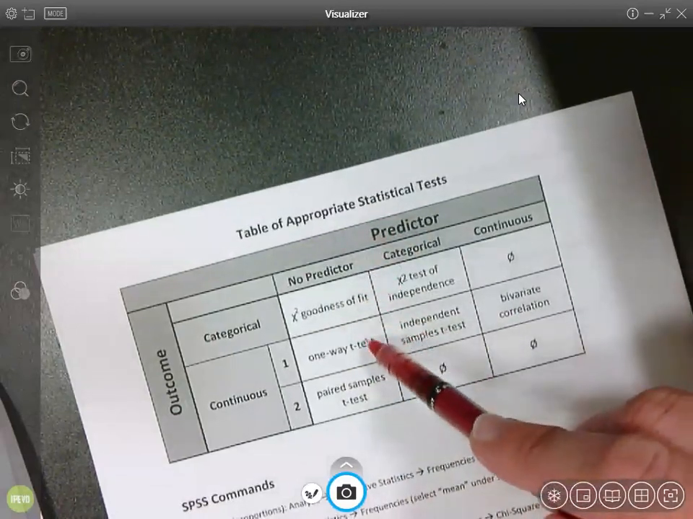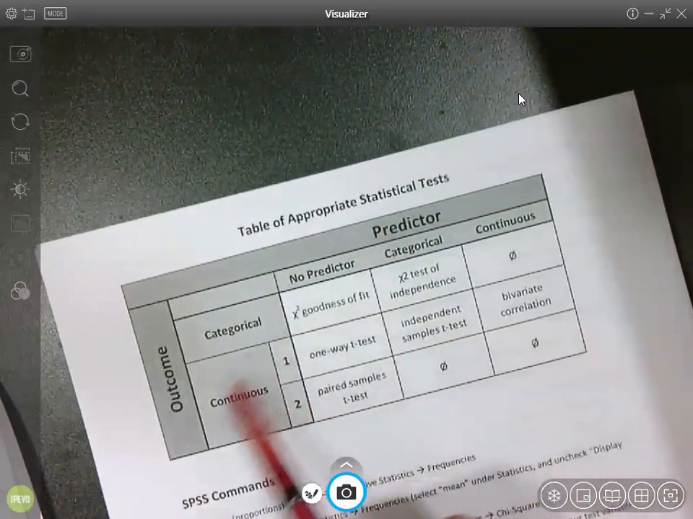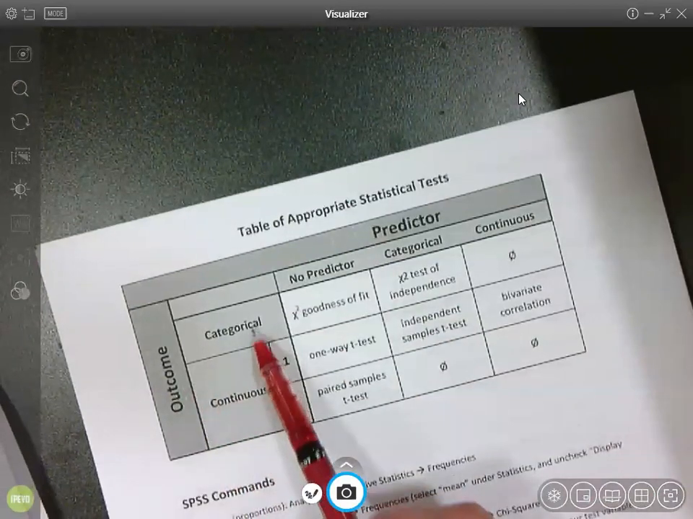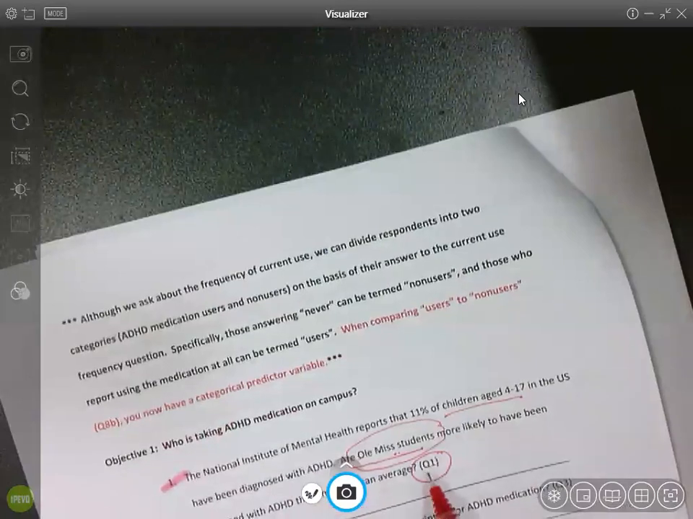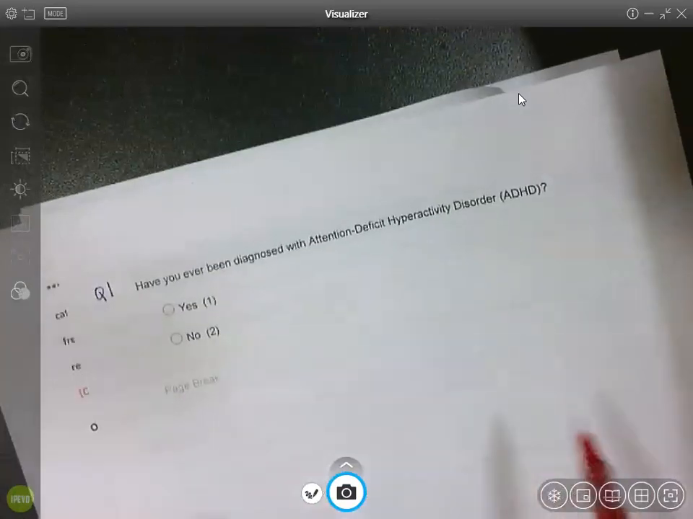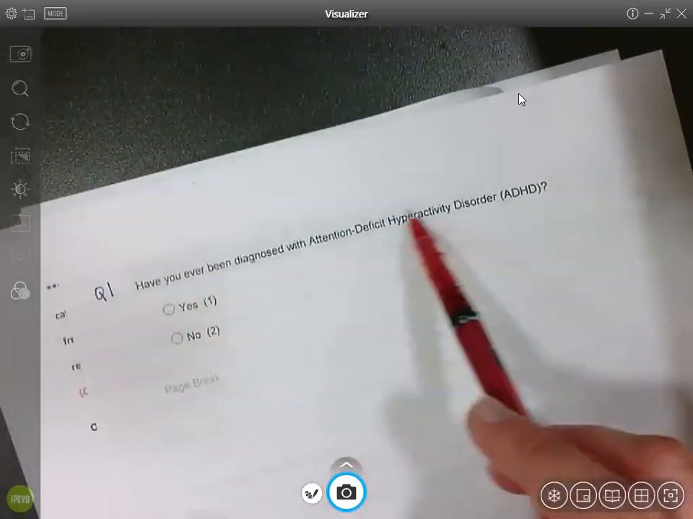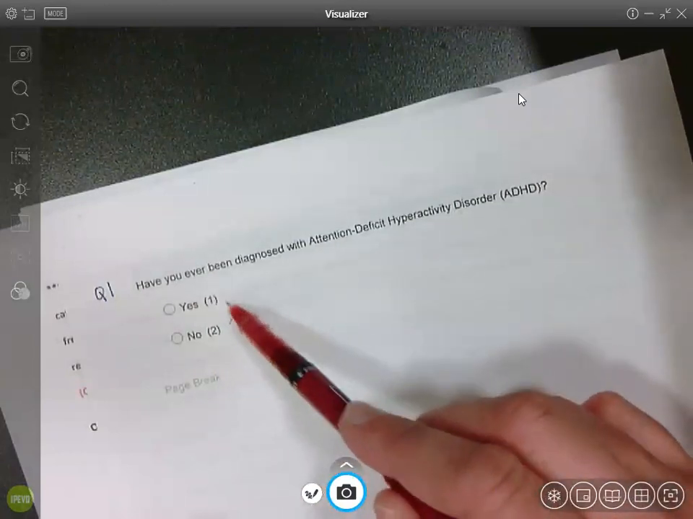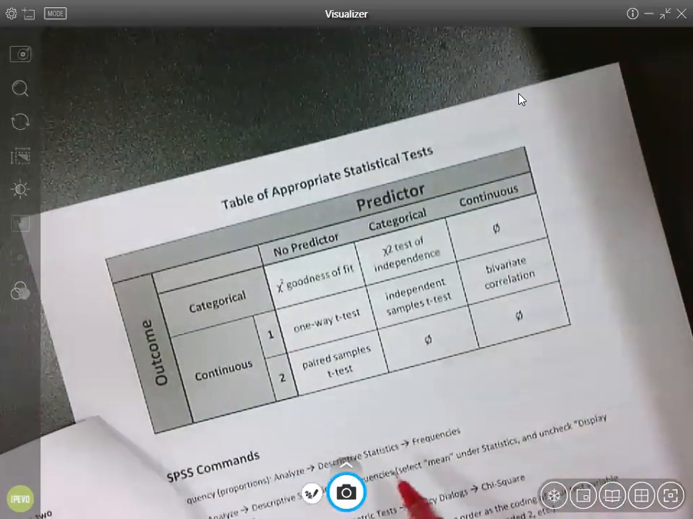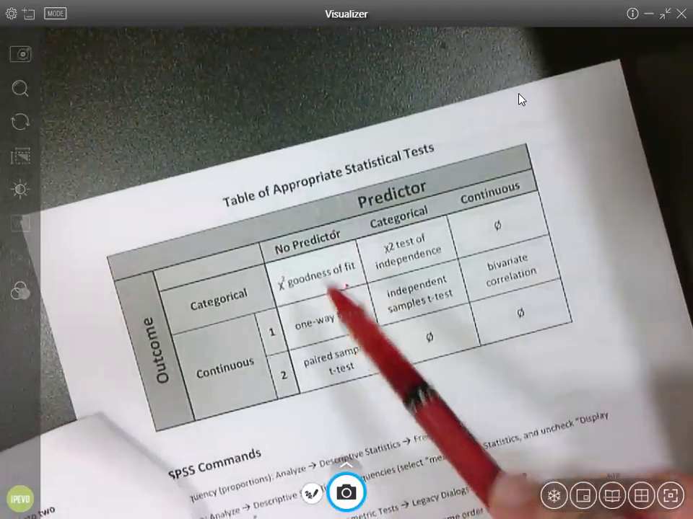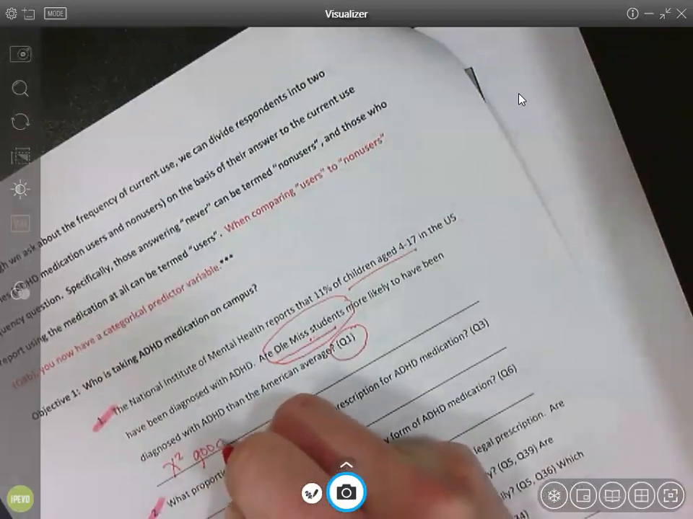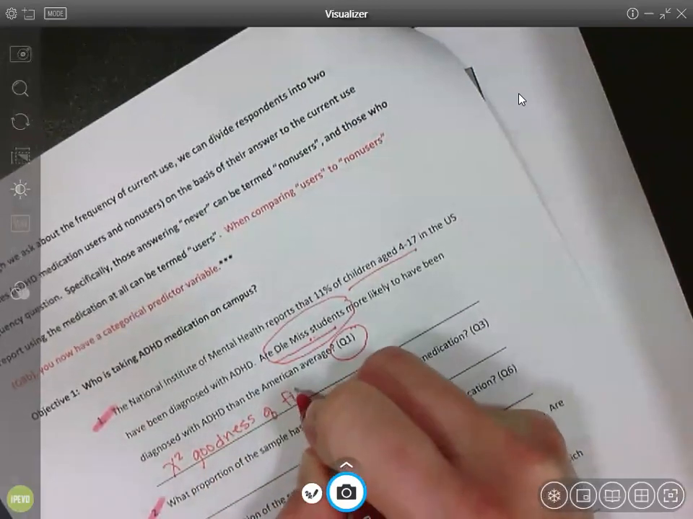The way I'm going to decide which of these tests to do is to ask myself whether the outcome, the thing these Ole Miss students answered that I'm interested in, was measured on a categorical or a continuous response scale. In this case, the question tells me I'm looking at their answers to Q1: are they diagnosed with ADHD or not? This is what the question looks like on the survey: Have you ever been diagnosed with ADHD? Yes or no? This is a nominal response scale, which means it gives us categorical data. Going back to this sheet, when we have no predictor and a categorical variable, we need a chi-square goodness of fit test.